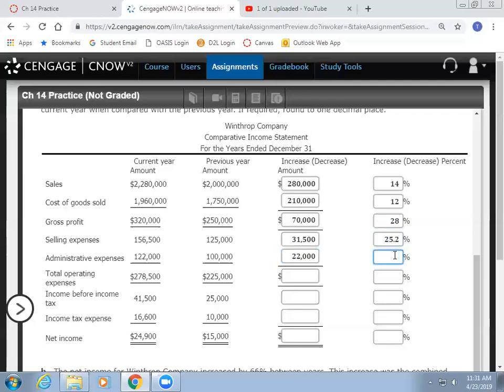Which is a 22% increase. Good old crunching numbers, right? Total operating expenses also increased. When all of our expenses increase, makes sense. It increased 53,500, which was a 23.8% increase.